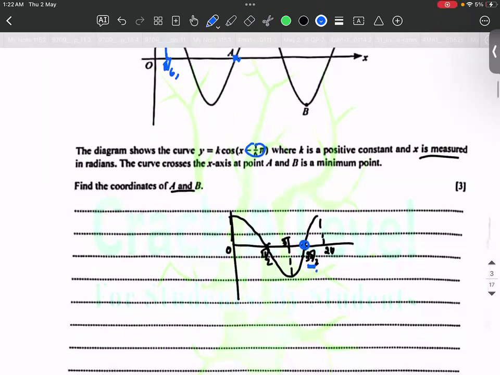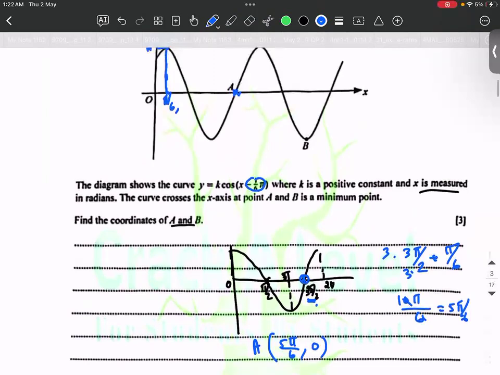So what is the coordinate of A? The coordinate of A for the cos x graph was 3 pi by 2. But after this transformation, it is 3 pi by 2 plus pi over 6. So what is that answer? That must be 10 pi by 6. Simplifying 10 pi by 6, we get 5 pi by 6. So the coordinate of A is 5 pi by 6, comma 0.